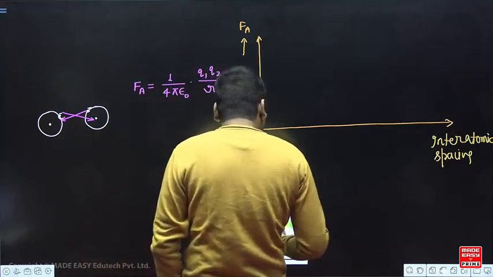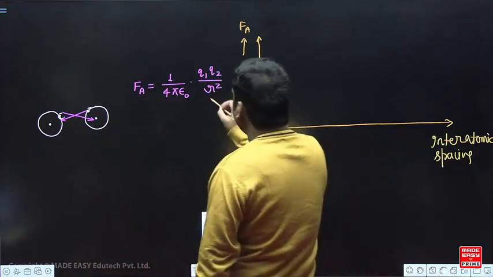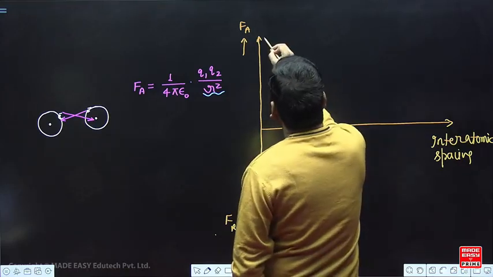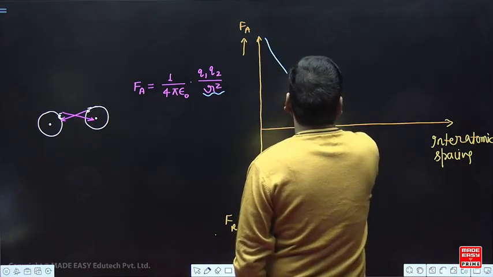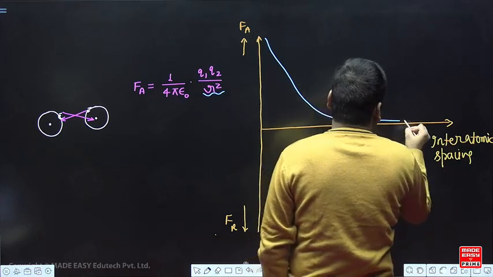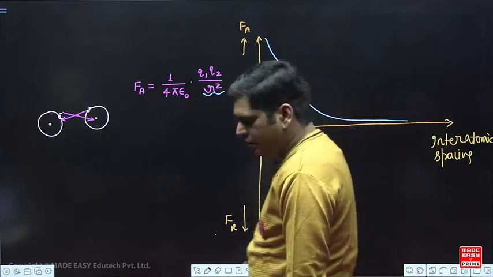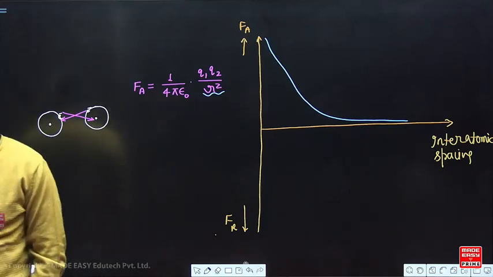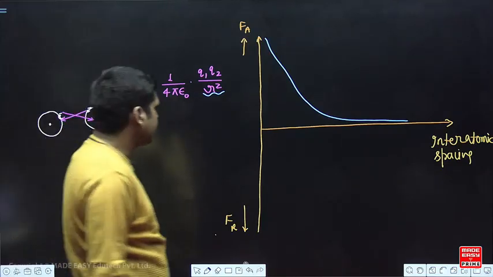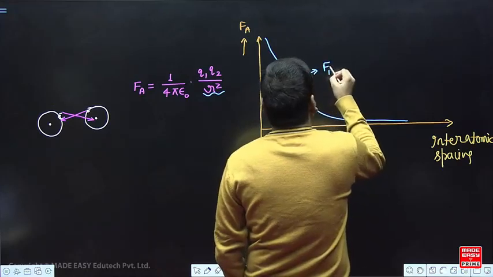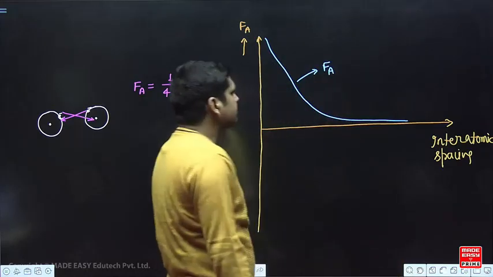So, this attractive force is varying with square of the distance. So, as the interatomic spacing decreases, the force increases. In other words, with increase in interatomic spacing, the force decreases. So, this is attractive force. This is Fa, right?